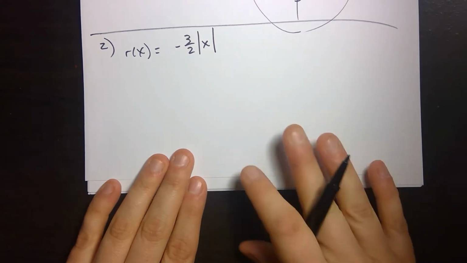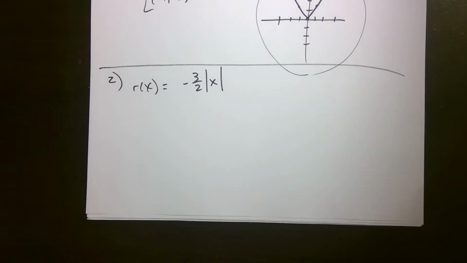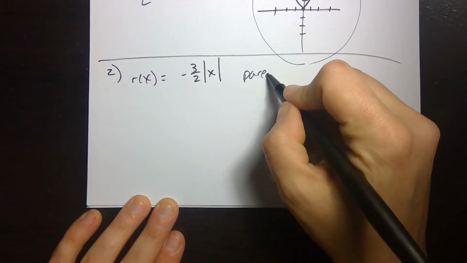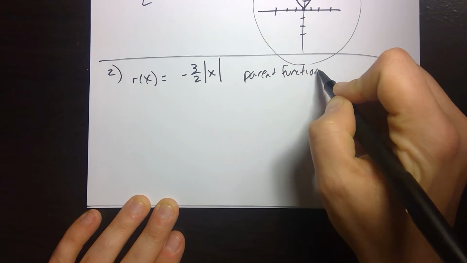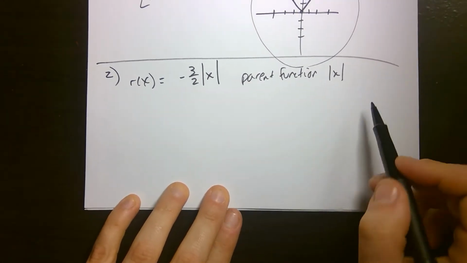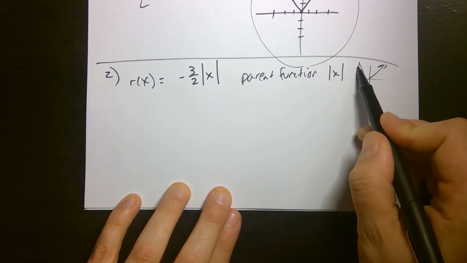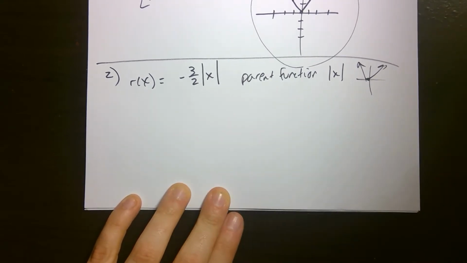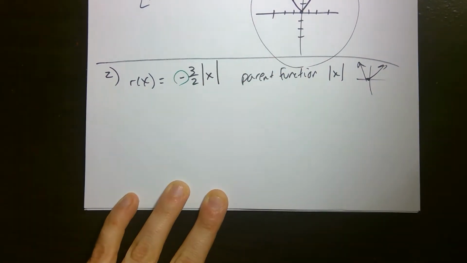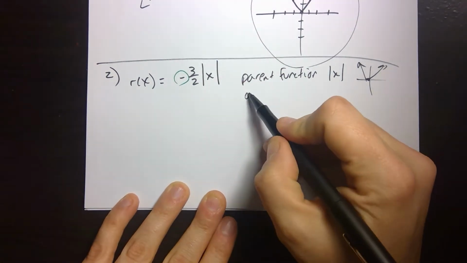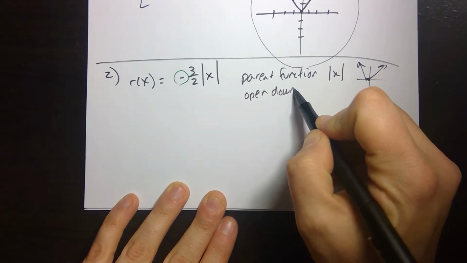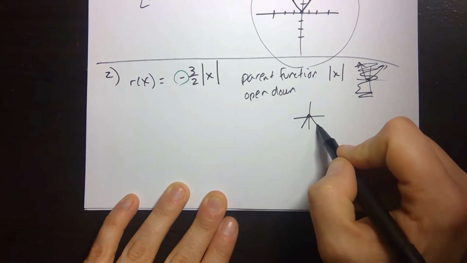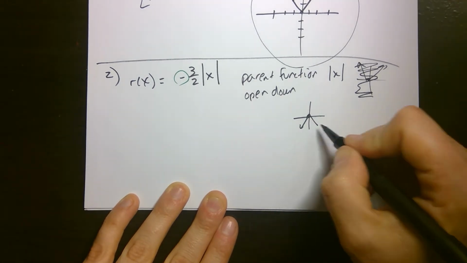And so before I do anything else, I should be able to look at this and very easily say, okay, well, again, my parent function is the absolute value of x. And in my mind, I know that it looks something like this. However, in this particular case, since this is a negative number out front, I know actually that this is going to open down. And so instead of it looking like this, now I know it's going to look something like this. The vertex is going to be at 0, 0, and it's going to be opening downward.